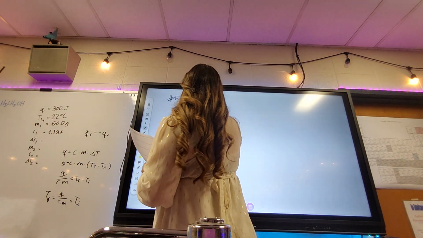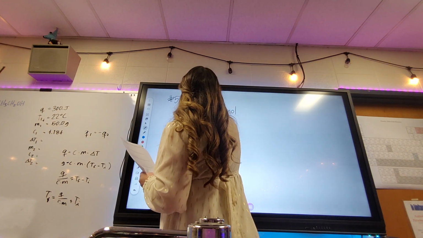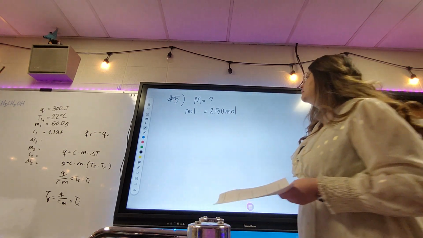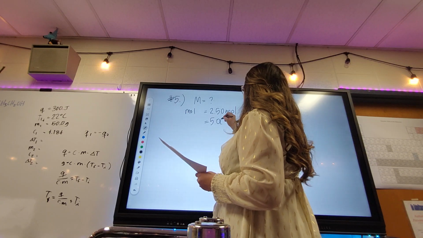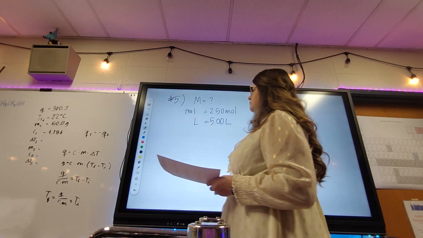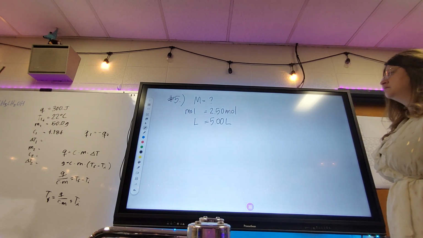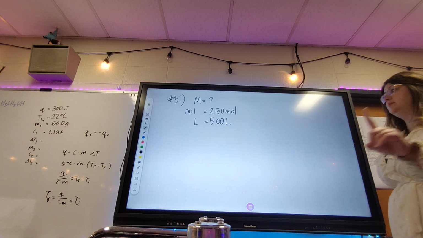And then it tells me that I've got 2.50 moles. So that's what equals moles. And then again, 5 liters of solution. So that's my big L. Okay, so that's step 1. That's the data table step.